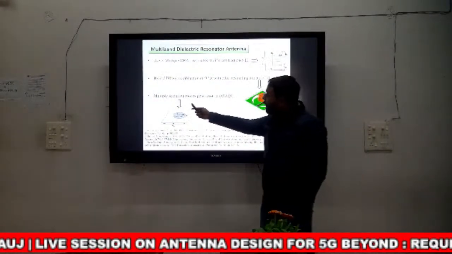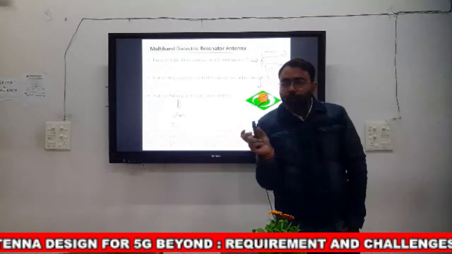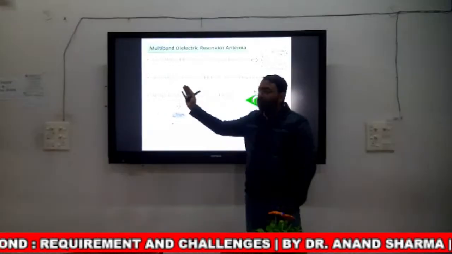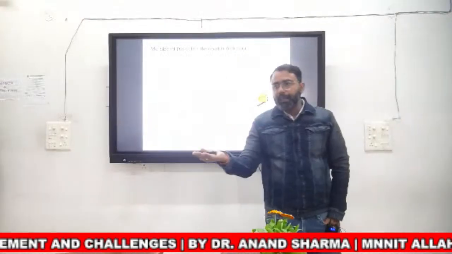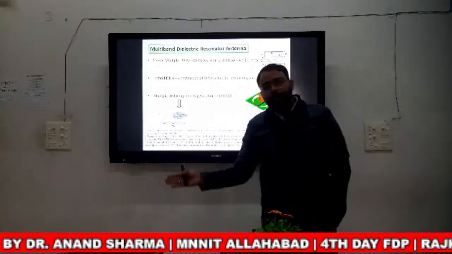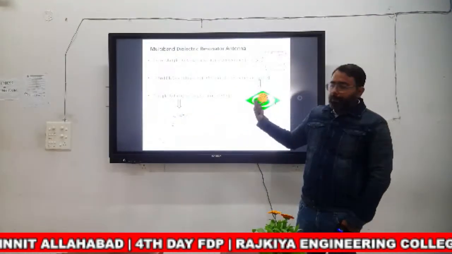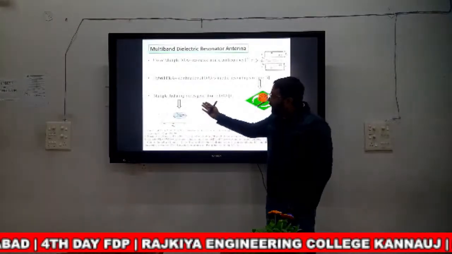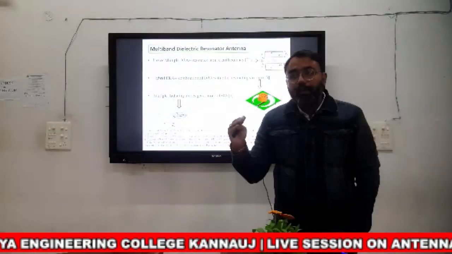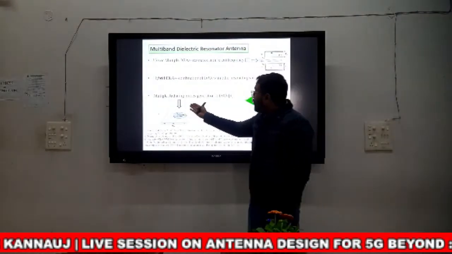Another one is a hybrid DRA, where we have a combination of 2 different resonators. One is a dielectric resonator, another one is a patch antenna. Let us suppose the patch is radiating in some frequency, the DRA is radiating on some other frequency, and you can generate a multiband characteristic. Simple.